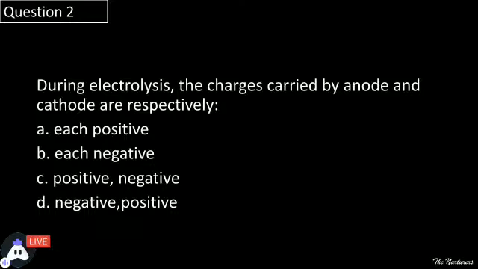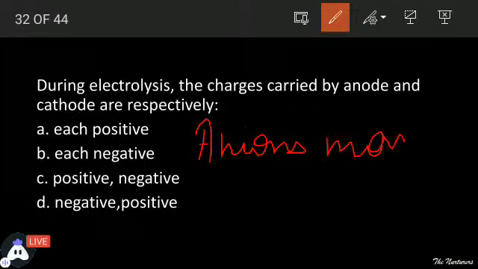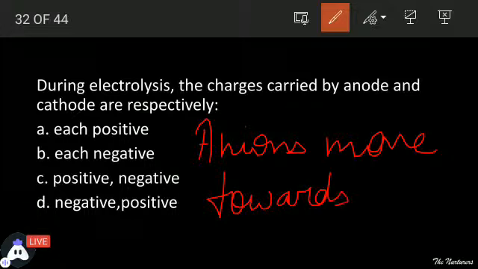During electrolysis, the charges carried by anode and cathode are respectively. आपको बताना है कि एनोड पे कौन सा चार्ज होता है और कैथोड पे कौन सा चार्ज होता है. यही अभी हमने डिस्कस किया, वरना आप ऐसे लर्न कर सकते हैं. Anions move towards anode. It's an easy way to learn.